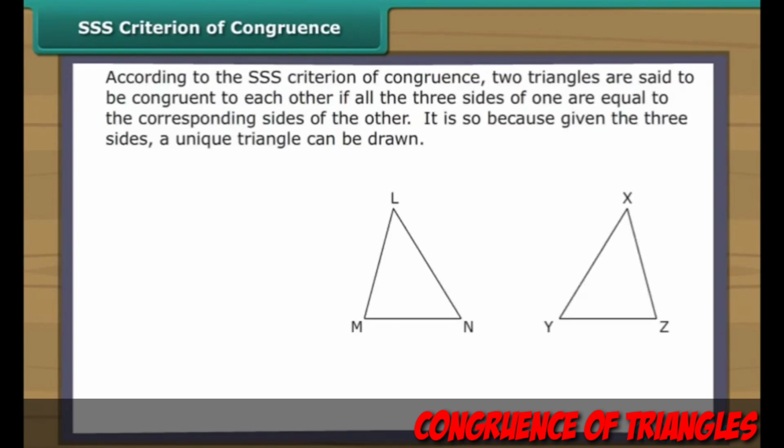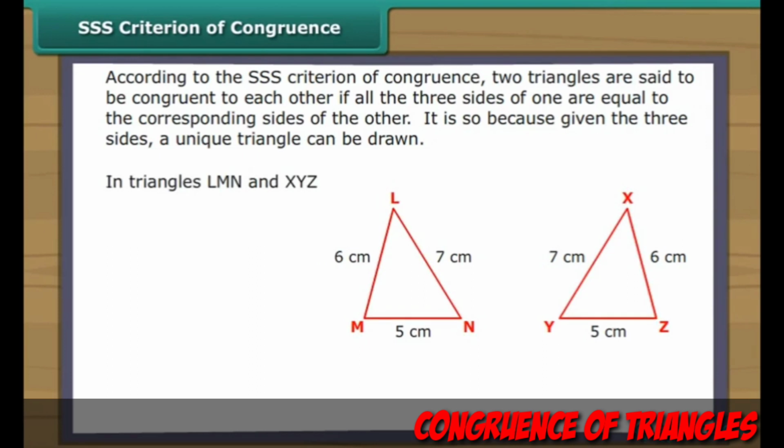SSS Criterion of Congruence. According to the SSS Criterion of Congruence, two triangles are said to be congruent to each other if all the three sides of one are equal to the corresponding sides of the other. It is so because given the three sides, a unique triangle can be drawn.